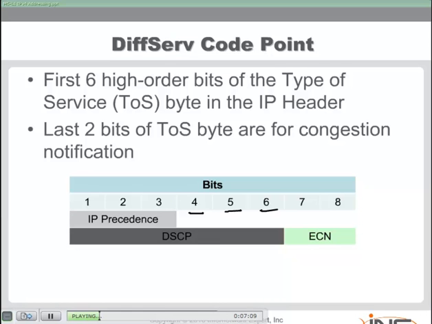Right off the bat, if you do the math, you realize there were 8 total possible markings with IP precedence, and we're going to have a whopping 64 thanks to the differentiated services code point approach. By the way, differentiated services code point also said, you know what? Let's totally use all of the 8 bits, and we'll use bits 7 and 8, not for the DSCP markings, but for something called explicit congestion notification. So finally, there is meaning to all 8 bits in the ToS byte.